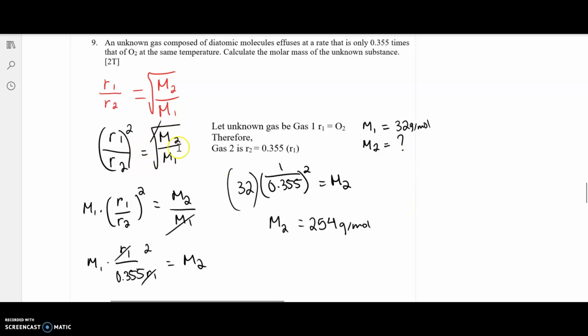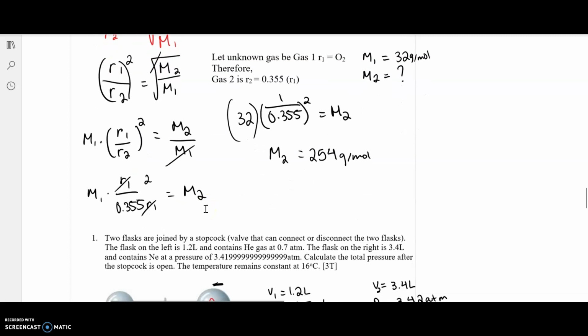So here I'm just rearranging the equation. I'm removing the square root, and I square the R1 over R2. And then here I'm just moving the M1 over to this side of the equation by multiplying it and crossing it out on this side.